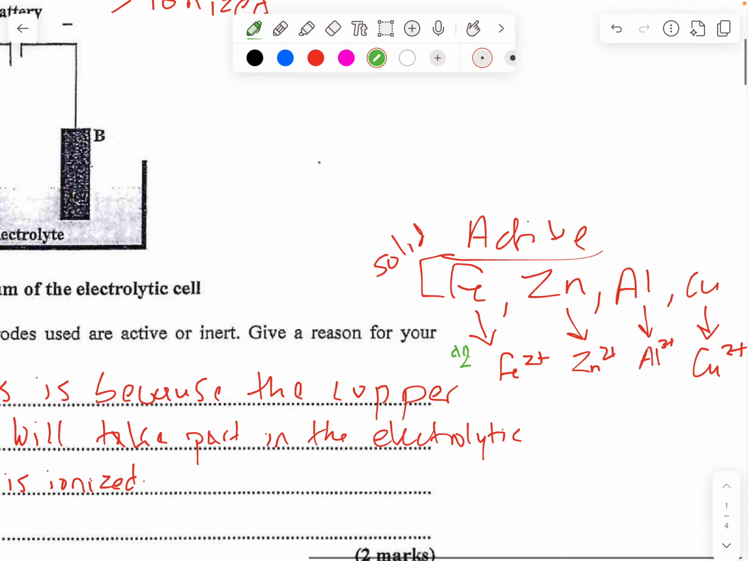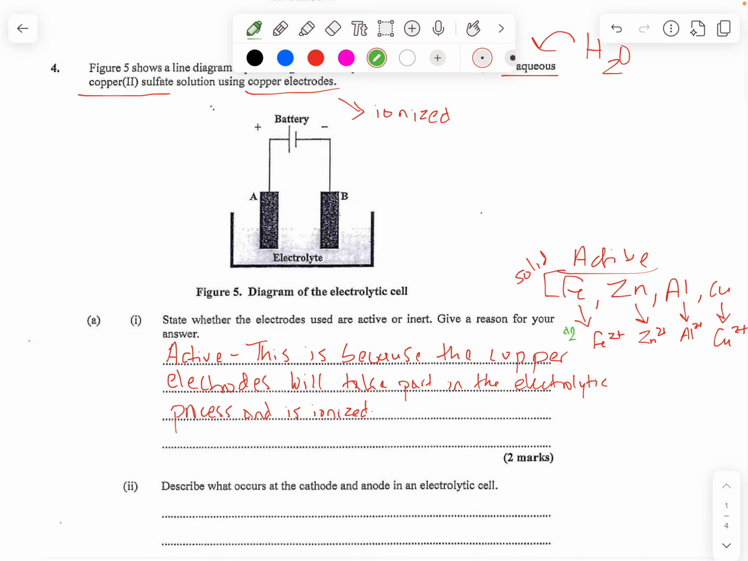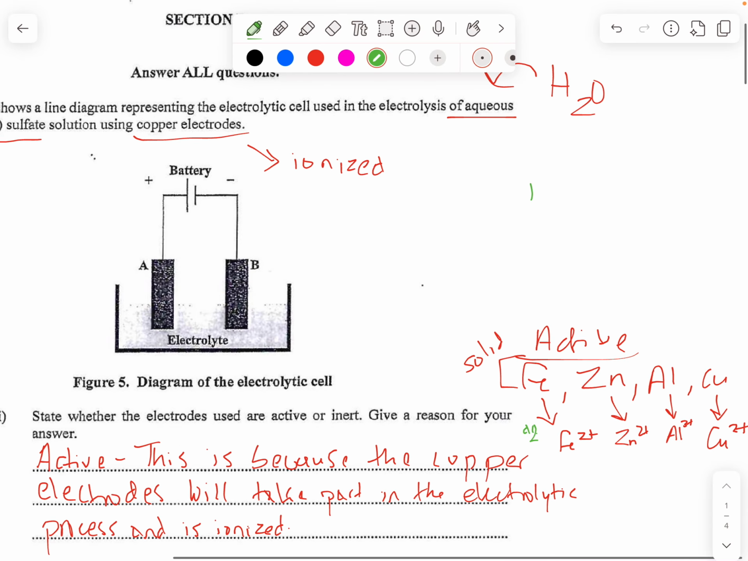Now I'm just going to do a little diversion, because yes, we understand what active electrodes are, but we need to know what our inert electrodes are, right? Sometimes you see those questions. The inert electrodes are the ones that don't take part in the electrolytic process, and also in the reaction, of course, right? They don't take part in the electrolytic process at all, right?